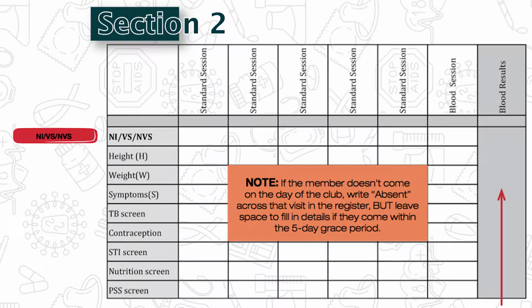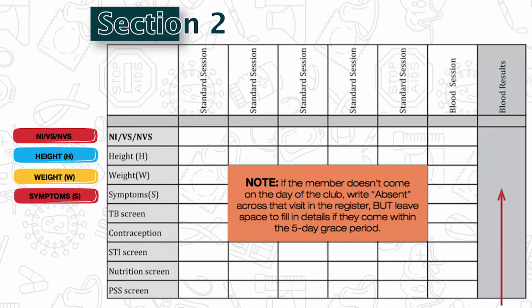In the height row, record the member's height at their first YCC visits and every 3 months thereafter. In the weight row, record the patient's weight for each session. In the symptoms row, for each session, write one of the following: N for symptoms checked and normal, RTC for abnormal symptoms and patients referred to clinician. In the TB screening row, for each session, write either a plus sign for positive TB screening or a minus sign for negative TB screening.